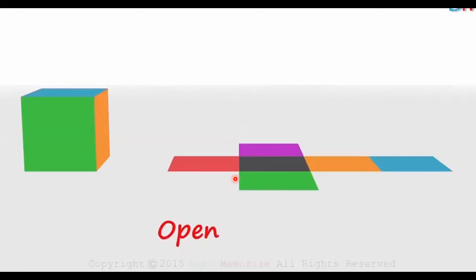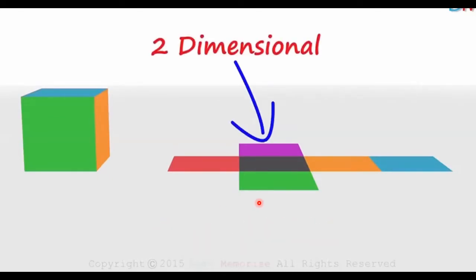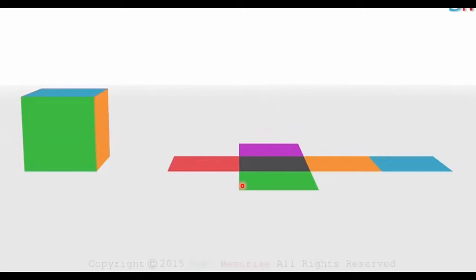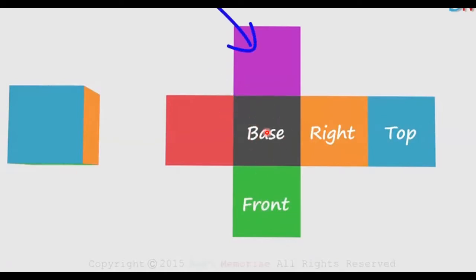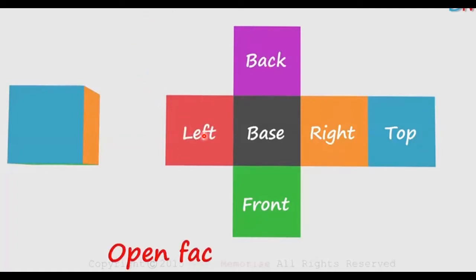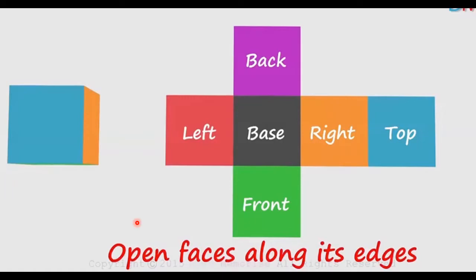When we open along its edges, it should be laid flat. It is also a two-dimensional figure. This is the front view. This one is the right side part, this one is the top part, then the front side part, this one is the base, then this purple square is the back side, then the red square is the left side part. When we open faces along its edges, we get it like this.